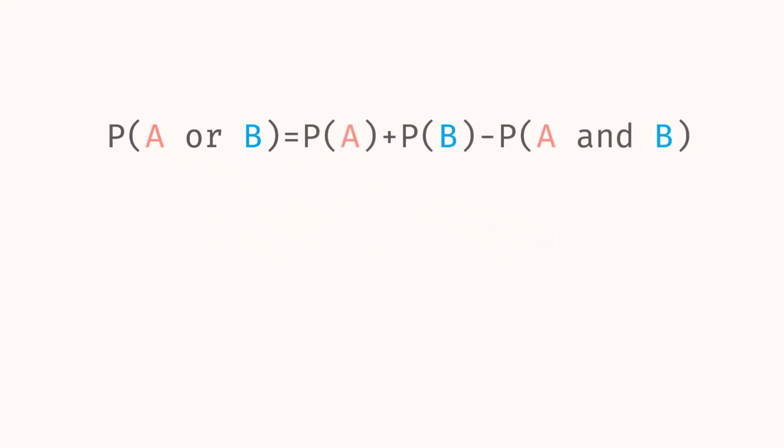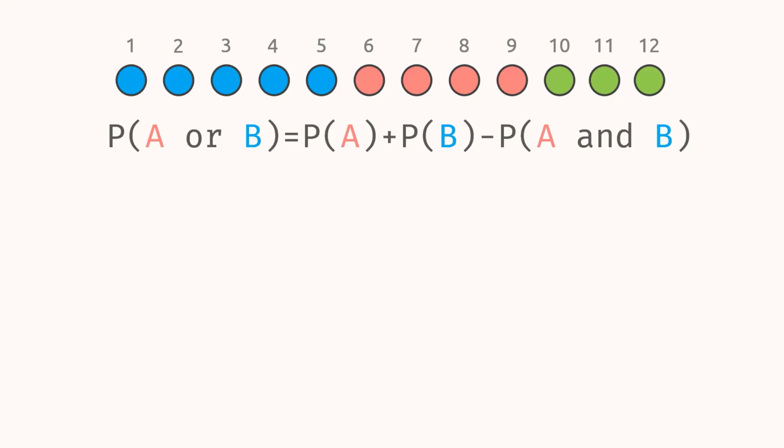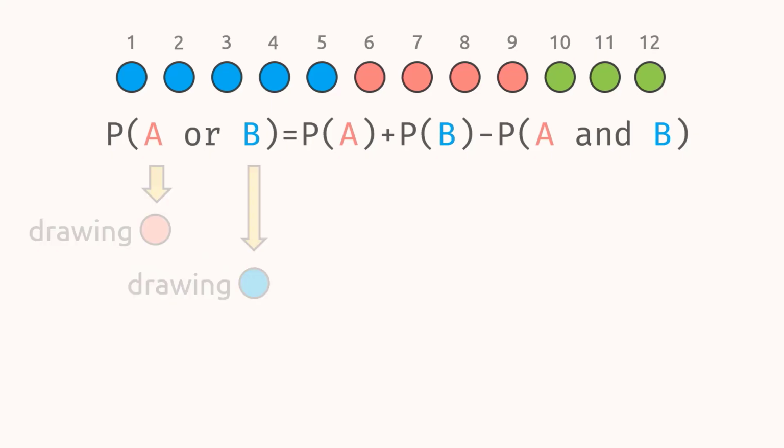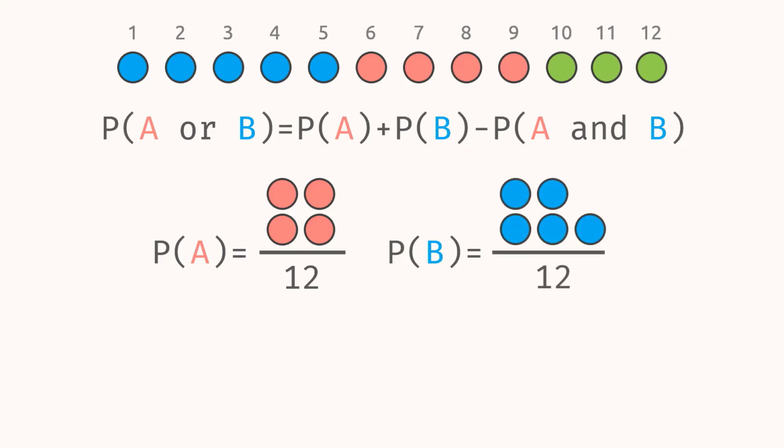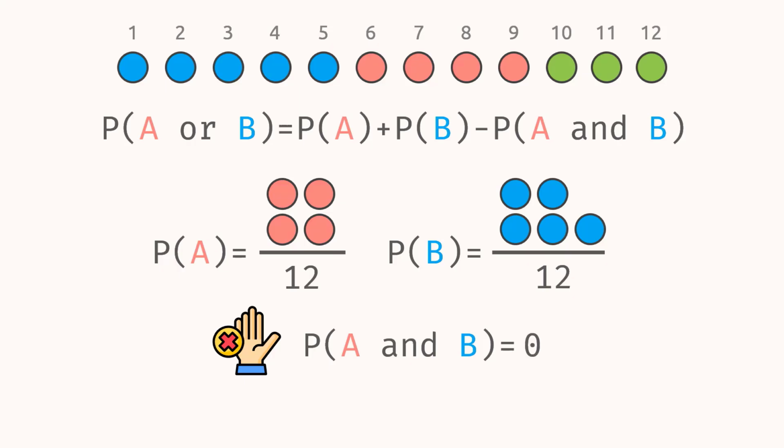So now, back to the problem of drawing a ball. If we want to find the probability of drawing a red ball or blue ball, we first find P of A, which is 4 out of 12, because there are 12 balls in total. Then P of B, the probability of drawing a blue ball, is 5 out of 12. We also need the probability of drawing a red ball and a blue ball at the same time. But since we draw only one ball, it cannot be red and blue at the same time. So P of A and B is 0.